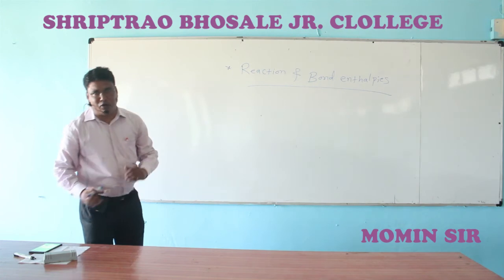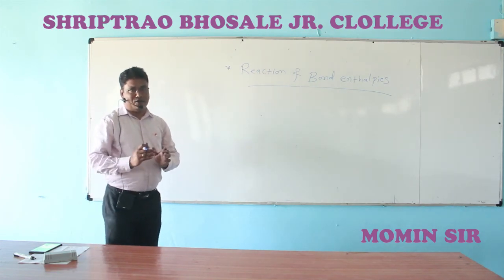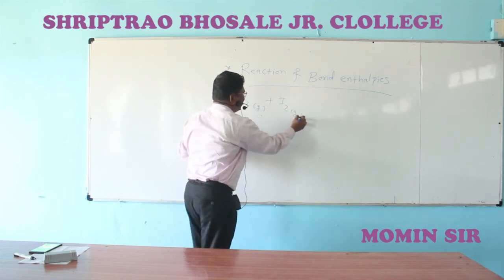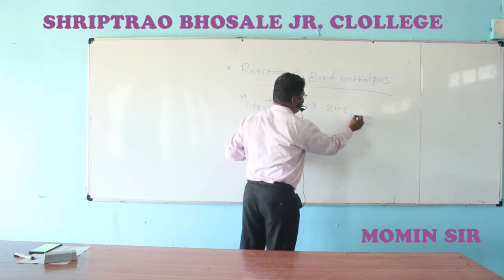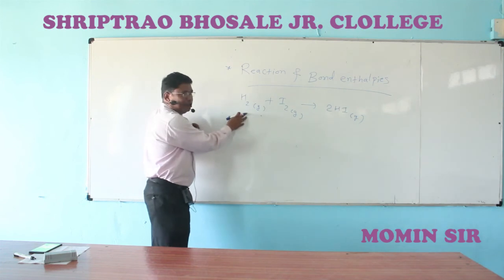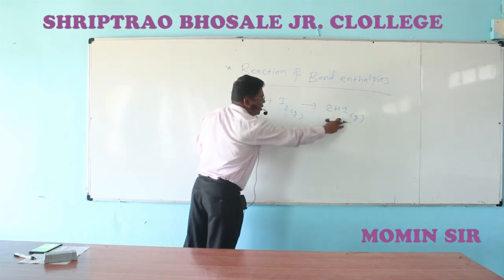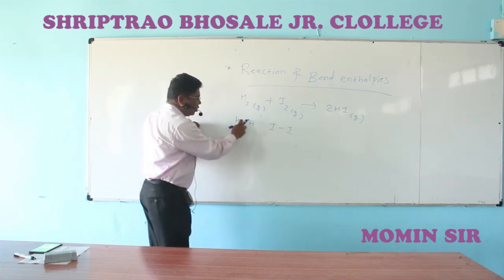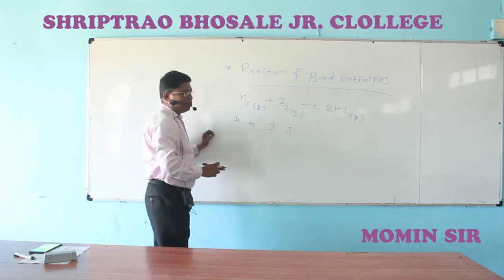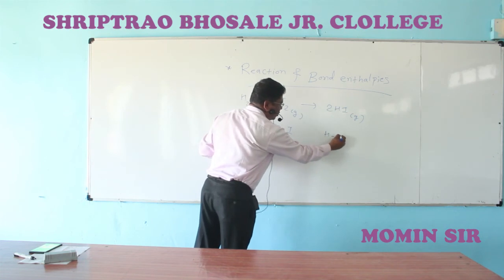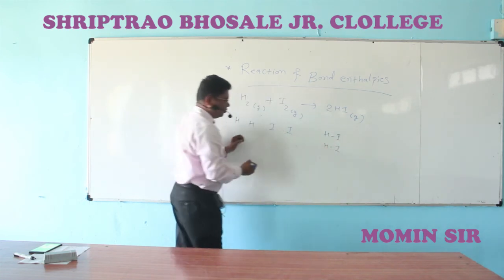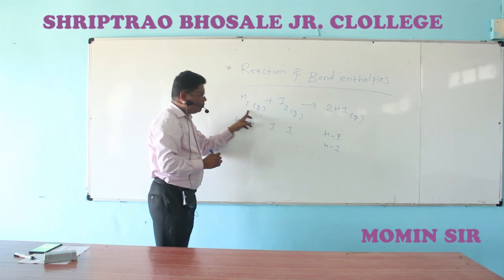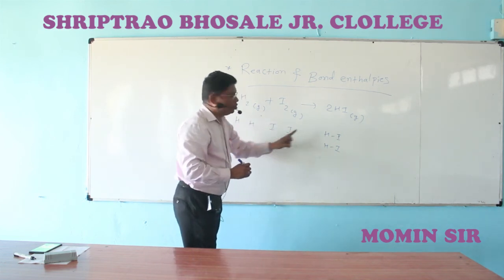You know that in a chemical reaction, bonds are broken and new bonds are formed. For example, H2 gas plus I2 gas gives 2HI gaseous. H2 and I2 are called reactants, HI, hydrogen iodide, is called product. What happens? The bond between hydrogen and hydrogen, and iodine and iodine, is broken and new bonds between hydrogen and iodine in hydrogen iodide are formed. That means in a chemical reaction, bonds are broken and new bonds are formed.